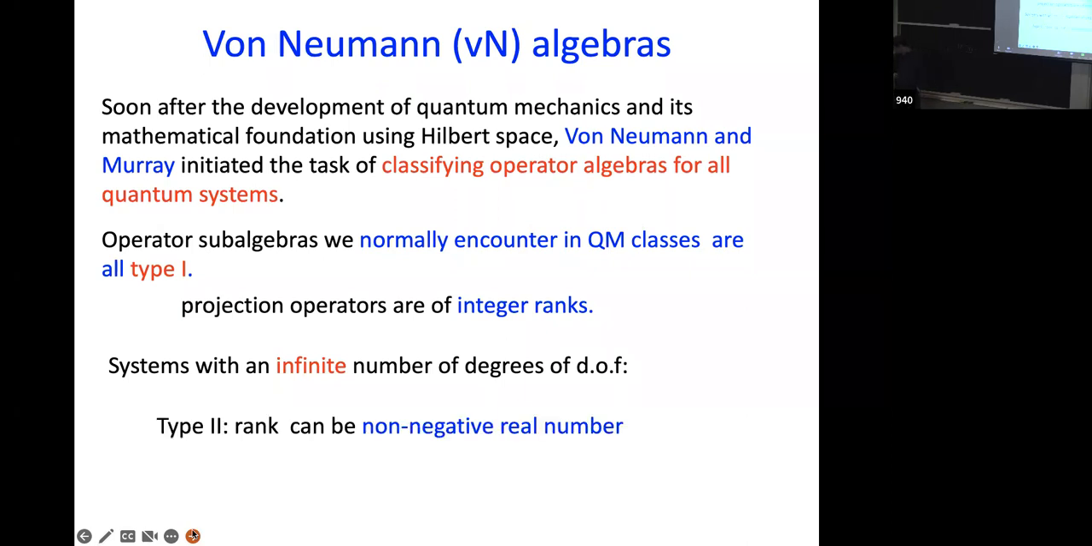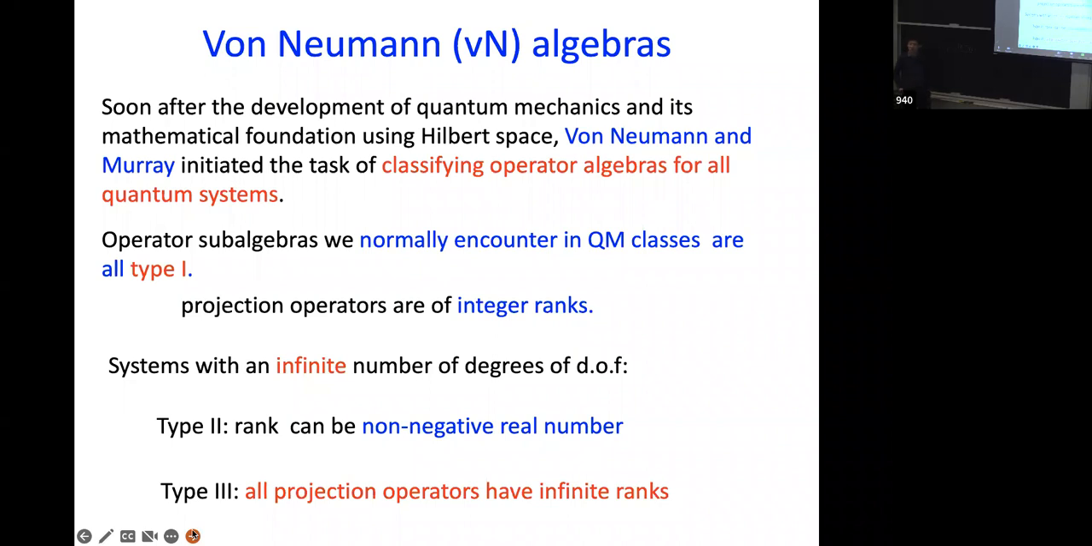So these are called type 2. These are the type of subalgebras, operator algebras, where the rank can be a non-negative real number. In terms of the standard definition, they're all infinite rank, but you can renormalize them so that they have finite rank. But then you have so-called type 3 algebras, in which all projection operators are infinite rank. In this subalgebra, any projection operator has infinite rank, even in this renormalized sense. You cannot even renormalize them.